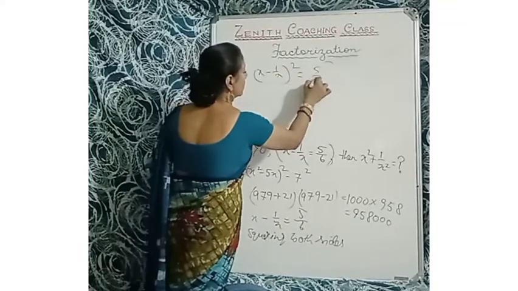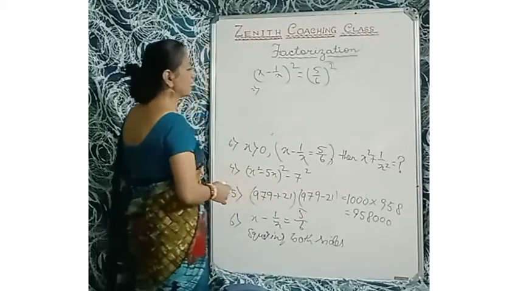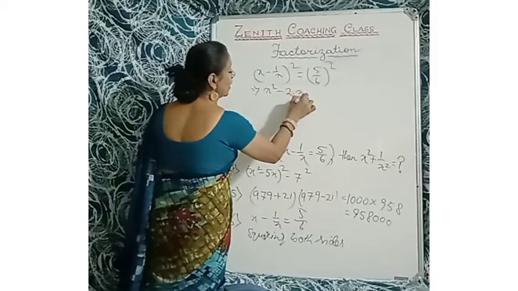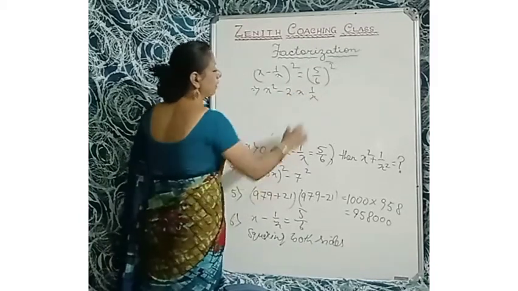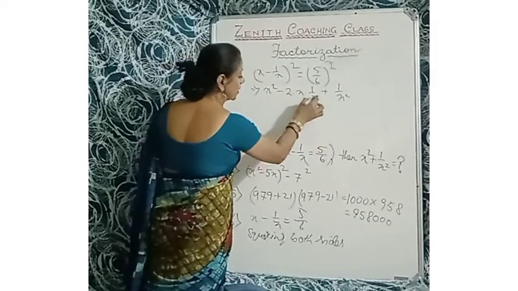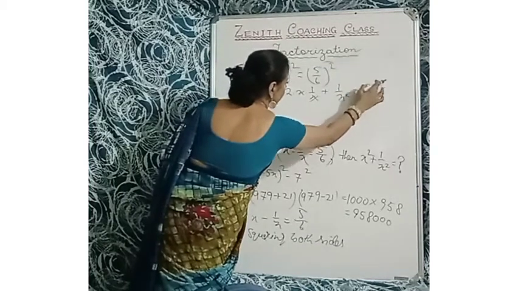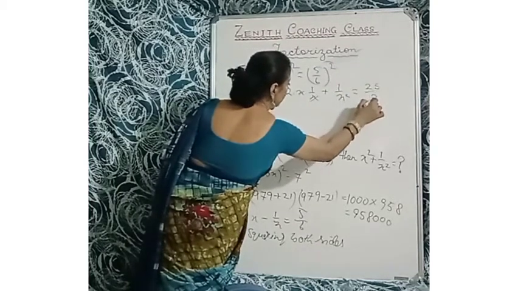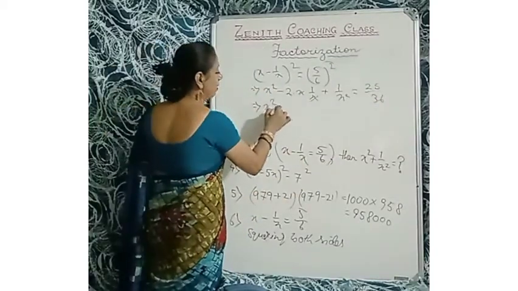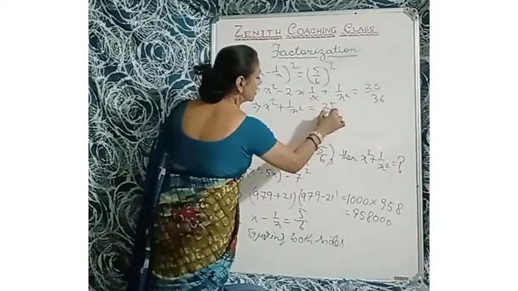5 by 6 square. You know. So what is there? X minus 1 by x whole square, that is a minus b whole square, so a square minus 2 into x into 1 by x plus 1 by x square. So a square minus 2ab plus b square. So cut x, it is equals to 25 by 36. Understood? So x square plus 1 by x square equals to 25 by 36 plus 2.